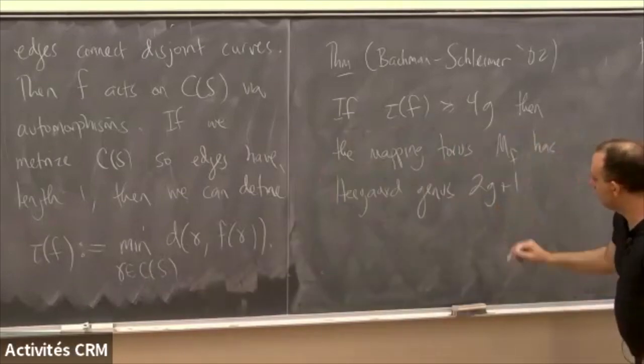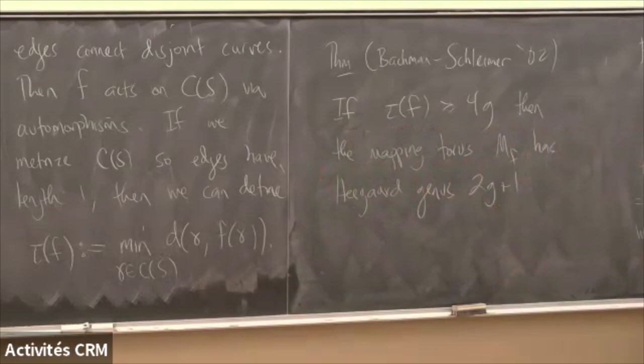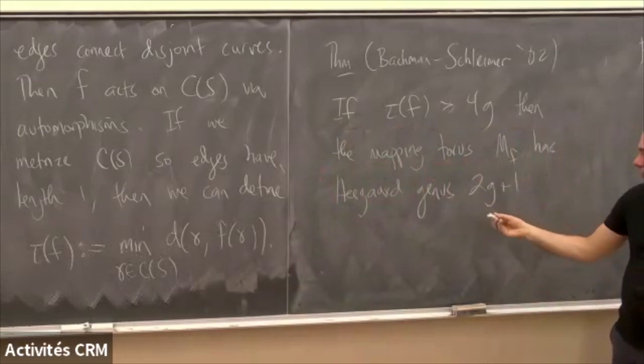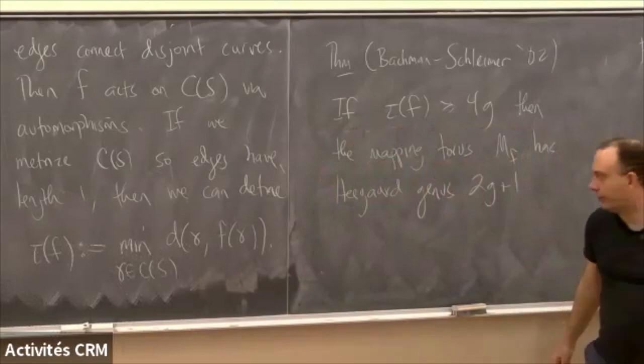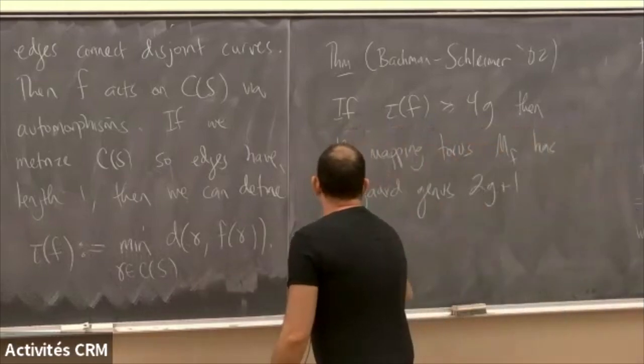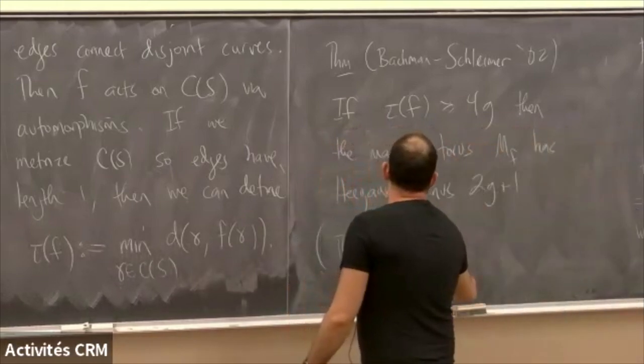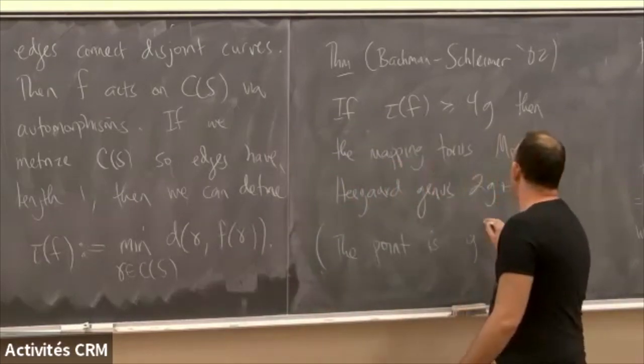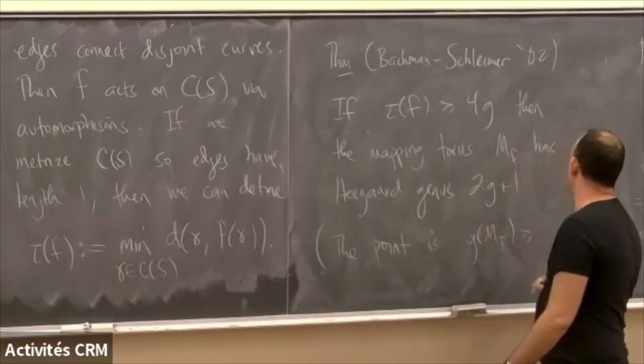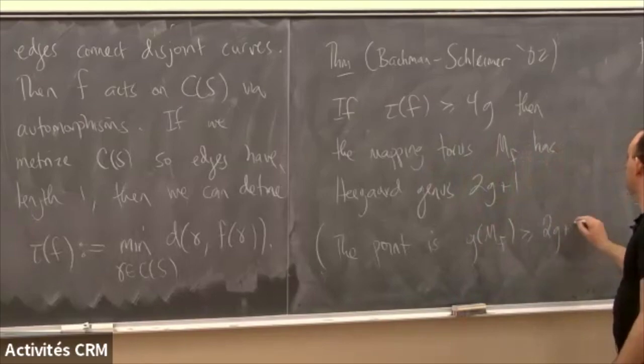Okay, so maybe remember from last time that whenever you have a mapping torus of a genus G surface, the Heegaard genus is always at most 2G plus 1. So the point is the lower bound. The point is the Heegaard genus of M_F being at least 2G plus 1.